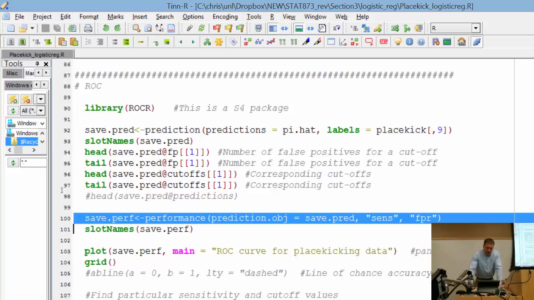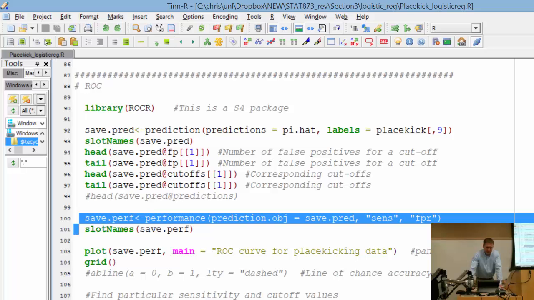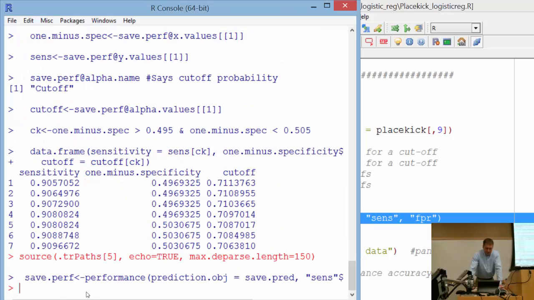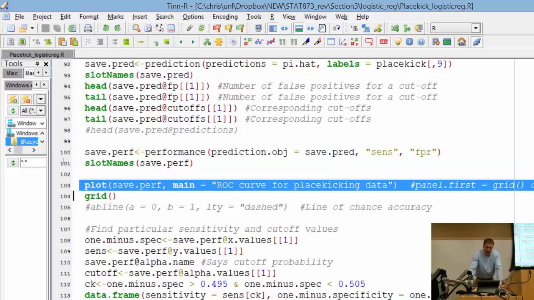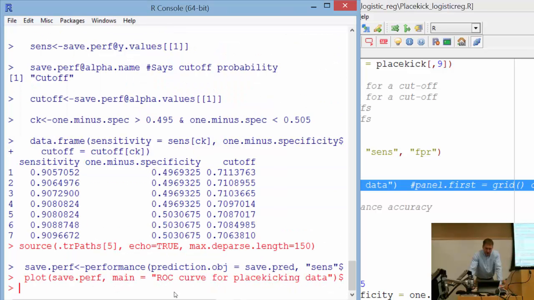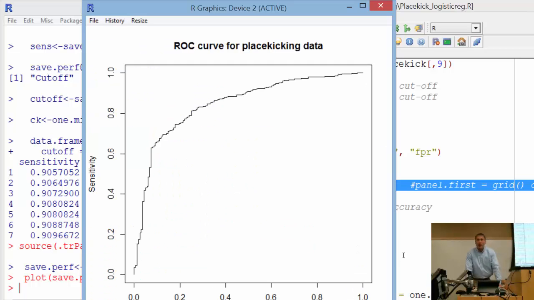Then, step 2 of the process, I use the performance function, which allows me to calculate various accuracy measures, in this case the sensitivity and the false positive rate, or 1 minus specificity. And I also pass in the results from the prediction function. And then lastly, the third step is that you simply plot the results from the performance function. And what you get then, where is it? There it is. There's my ROC curve.